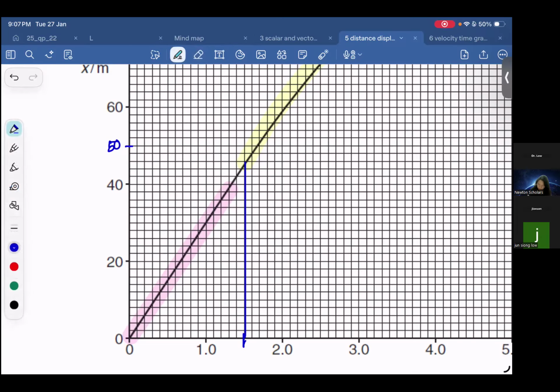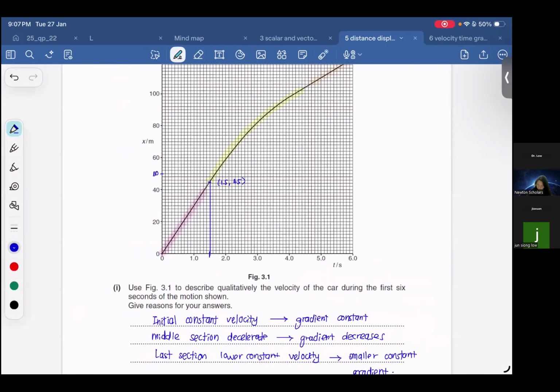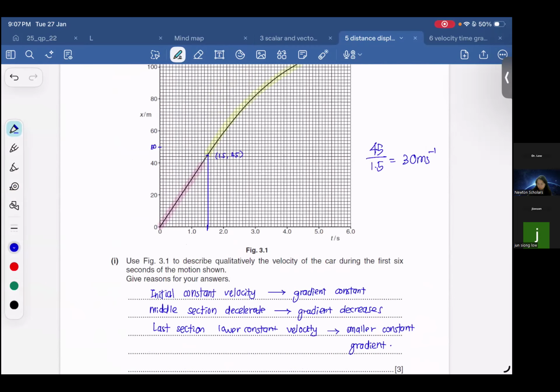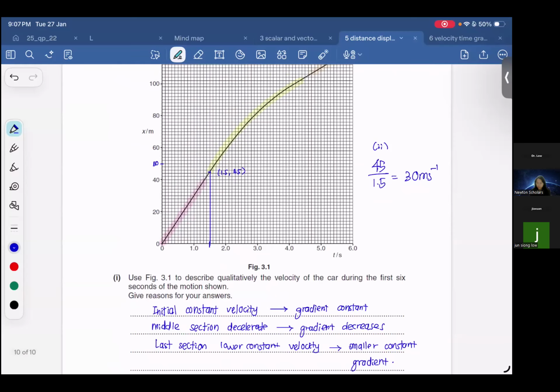Let me label. This point is actually 1.5, then 45. So Jiaxuan, this one should be 45 divided by 1.5. So your answer should be 30 meter per second. 28 cannot. They don't accept. Okay. So this one is for the next part, second part. The velocity. Okay, dear.